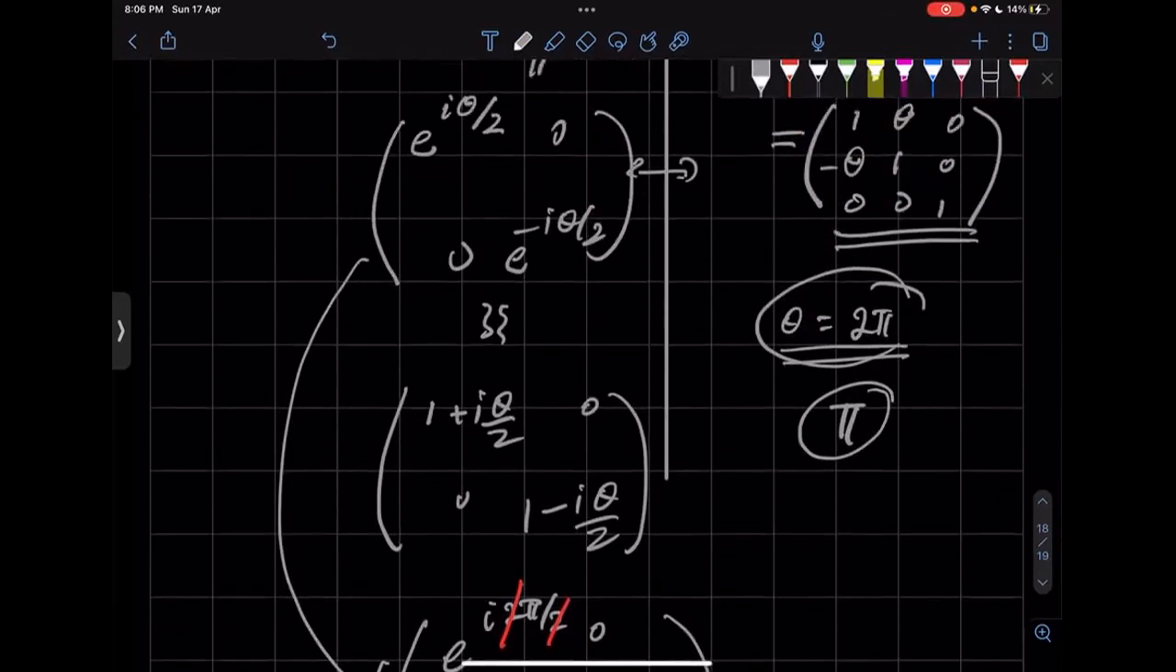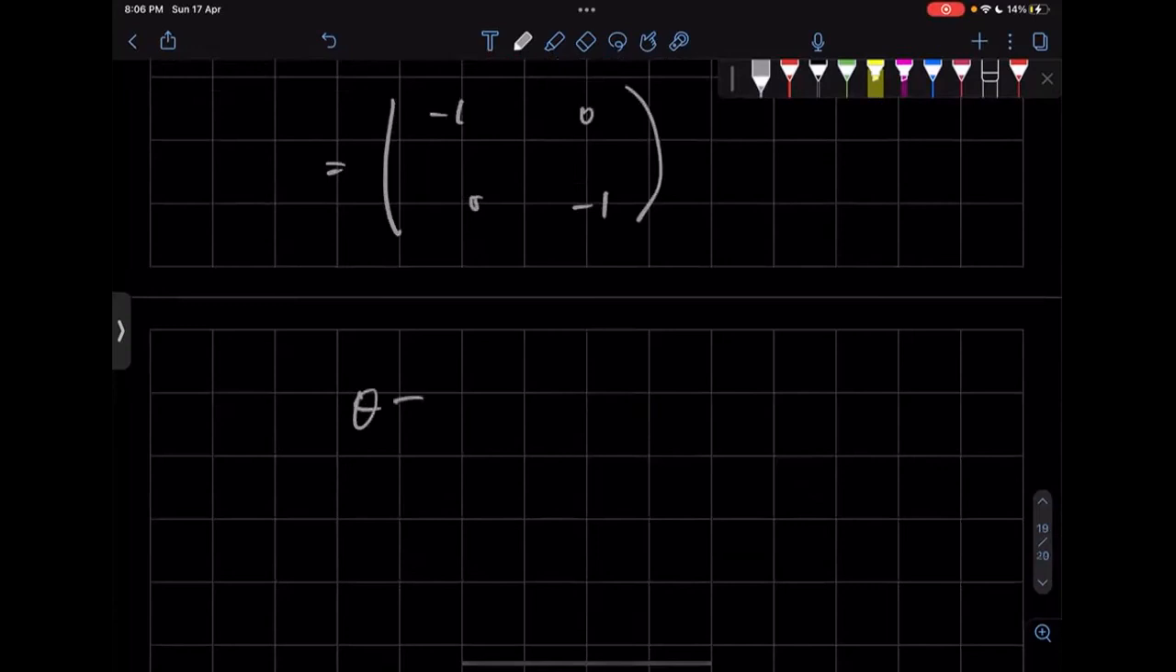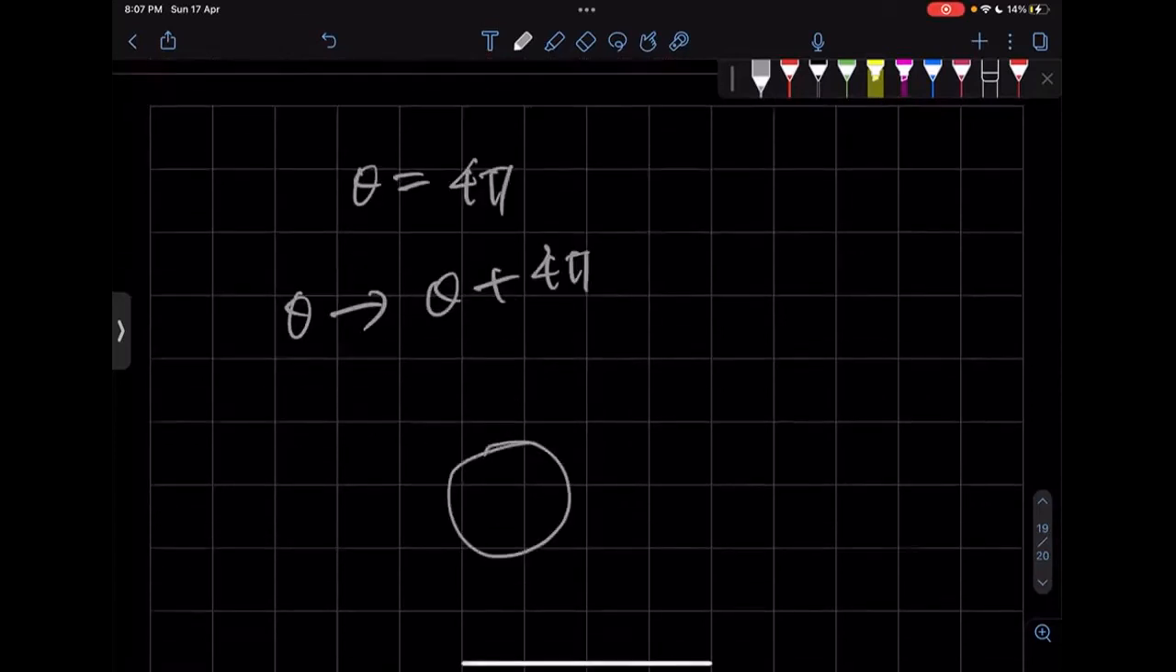So for SU2, theta equals 2 pi is actually the most distant point you can get, whereas for SO3 it is the same point. For SU2 to come back to the same point, you have to go from 0 to 4 pi. This is related to the fact that SO3 is basically the 3-sphere with the opposite points identified.